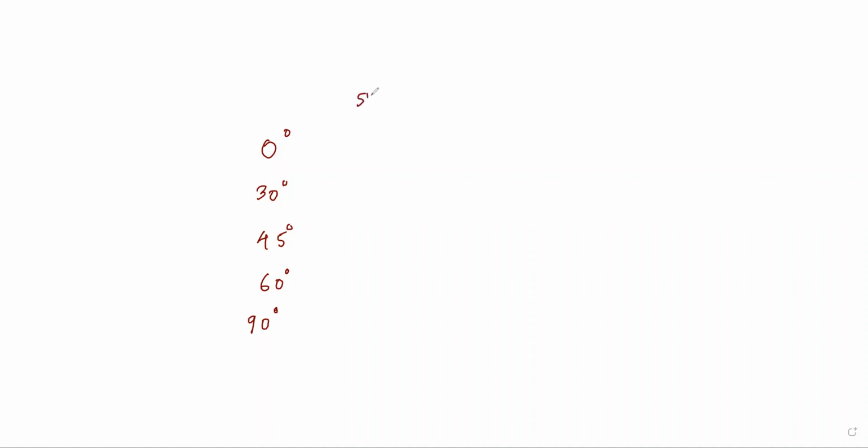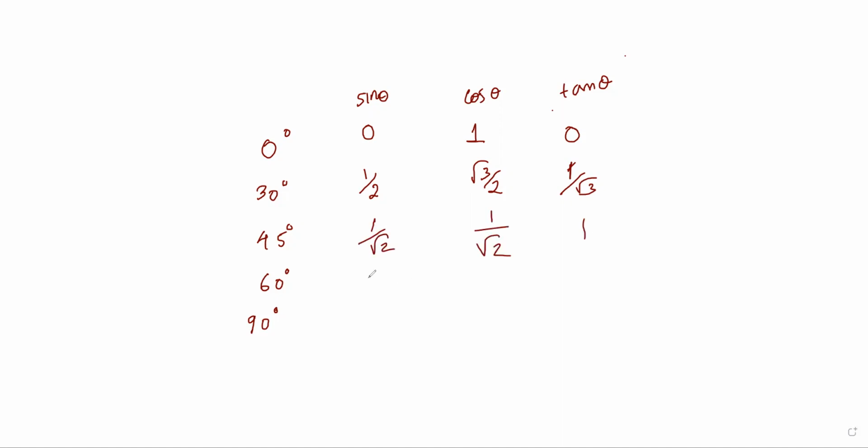Okay. Now we need to know what is sine, cos, tan of these angles. Sine 0 is 0. Cos 0 is 1. Tan 0 is 0. Sine 30 is 1 by 2. Cos 30 is root 3 by 2. Tan 30 is 1 by root 3. For 45, it is 1 by root 2, 1 by root 2, 1. For 60, it is root 3 by 2, 1 by 2, root 3. For 90 degree, it is 1, 0, and not defined.